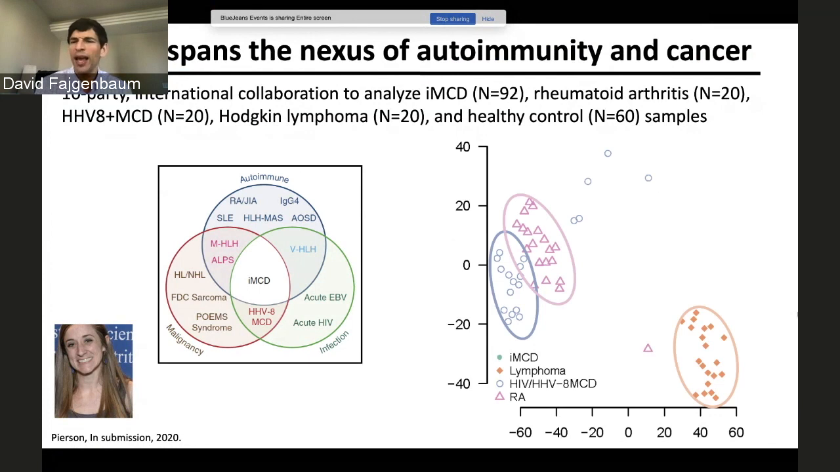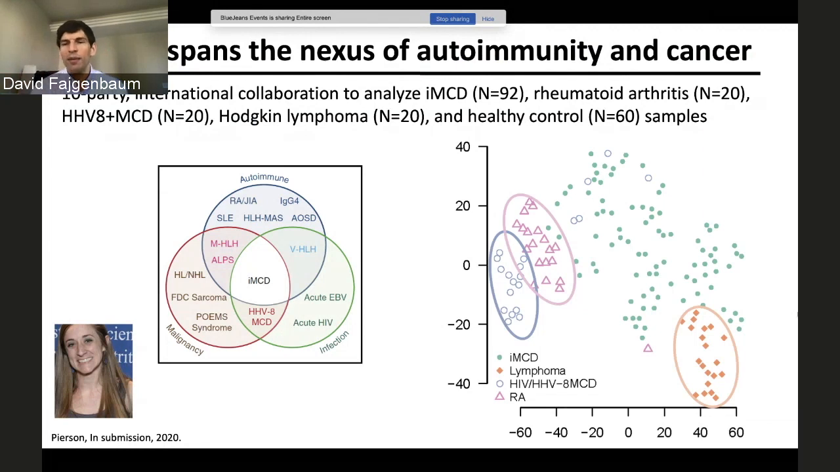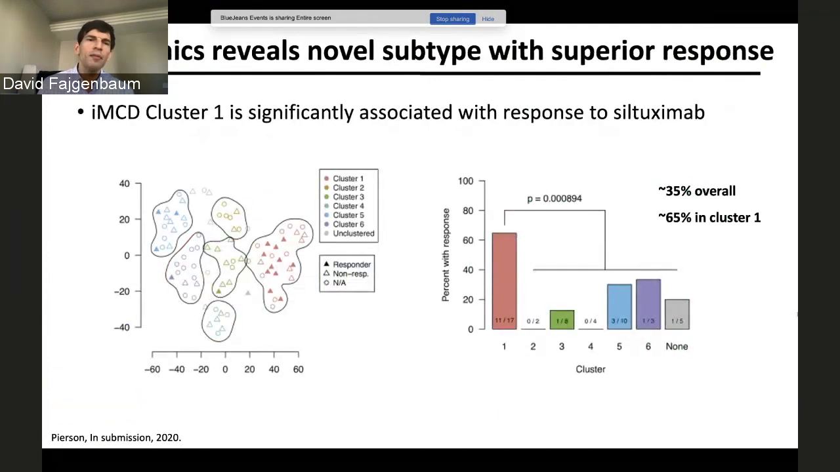The next question we had is, well, where is iMCD going to cluster? And can this give us some insights into, is iMCD more like an autoimmune disease or an infectious disease or a cancer? And then our iMCD samples really kind of spanned the gamut all the way from samples that are very RA-like through samples that are very lymphoma-like. The next question, once we realized how heterogeneous it is: maybe are there clusters within iMCD that can give us some insights into likely response to therapy?